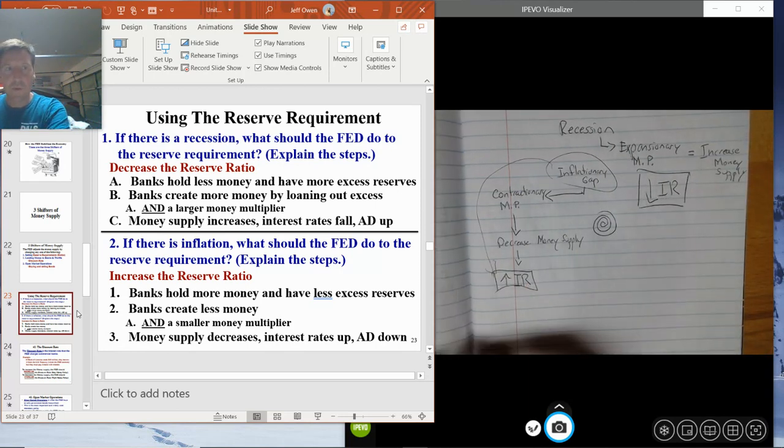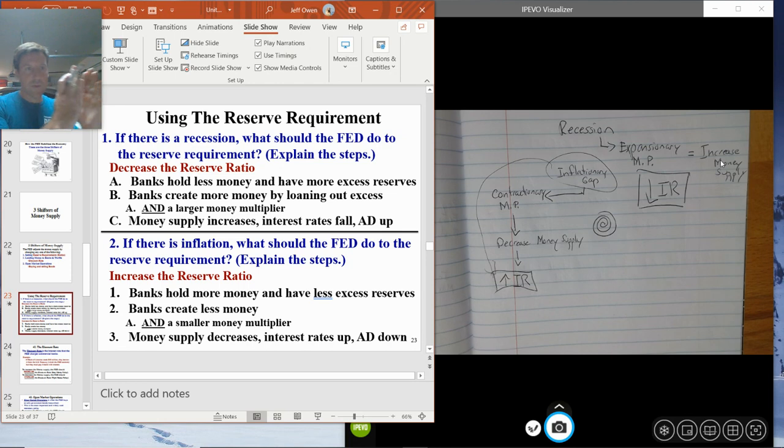But the easy way that I like to remember this is if you are in a recession, you need to have an expansionary monetary policy, and you have to increase the money supply. Expand the money, expansionary monetary policy, expand the money supply. Inflationary gap, contractionary monetary policy, decrease the money supply. So they kind of play back and forth with each other.